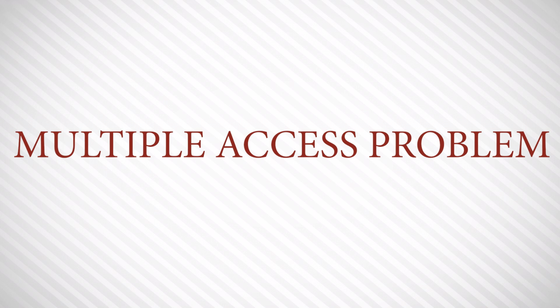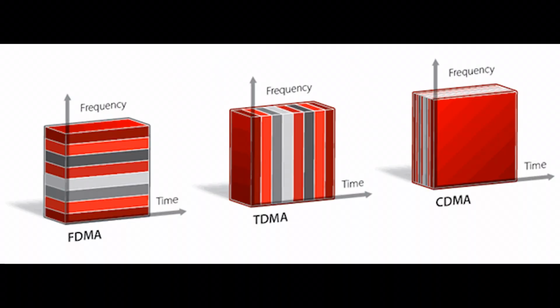This idea sounds great in theory, but what happens when multiple mobile terminals need to access the same base station at once? This problem is called the multiple access problem. Since there can be a lot of interference between different senders and receivers, you need to use a multiple access scheme to resolve the issue. There are three different types of multiple access schemes: frequency division multiple access, or FDMA, time division multiple access, or TDMA, and code division multiple access, or CDMA.